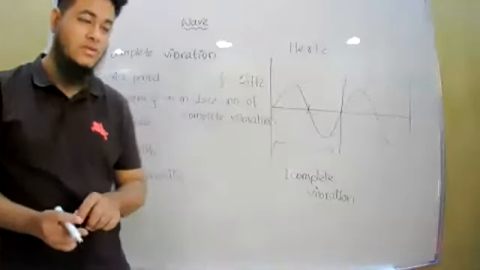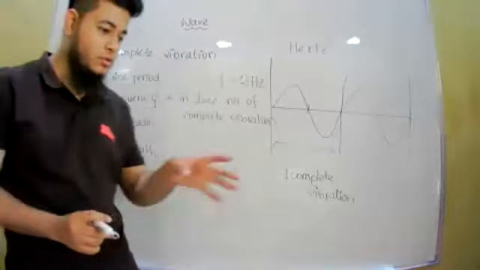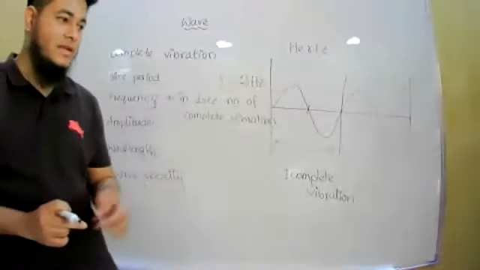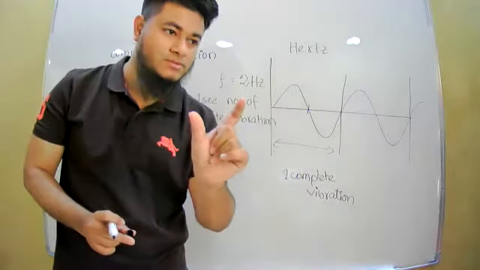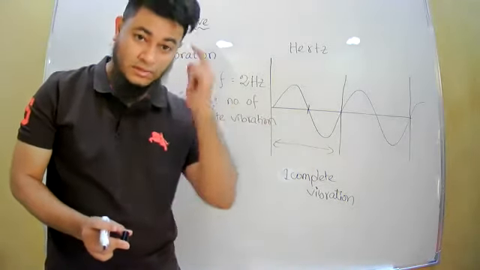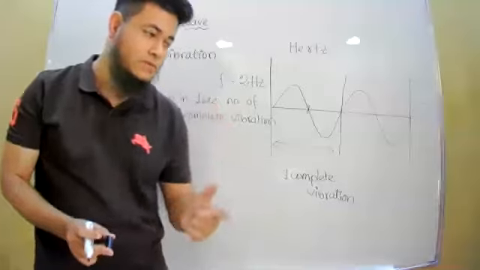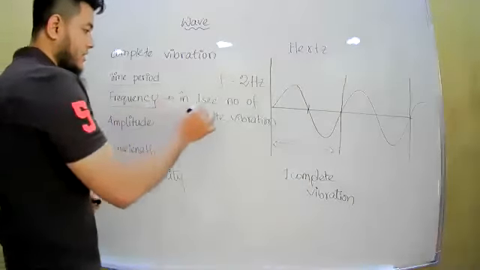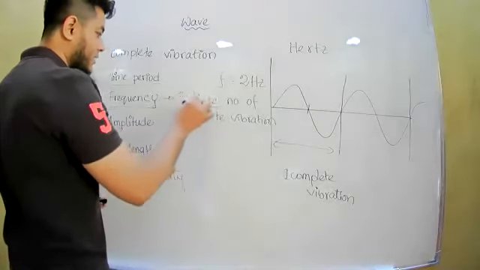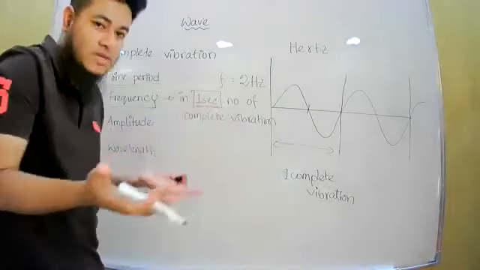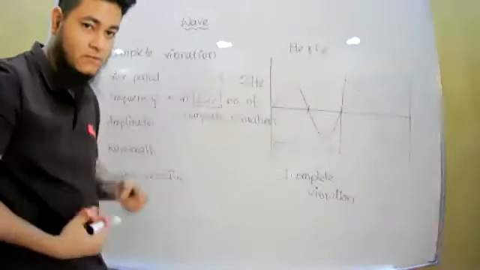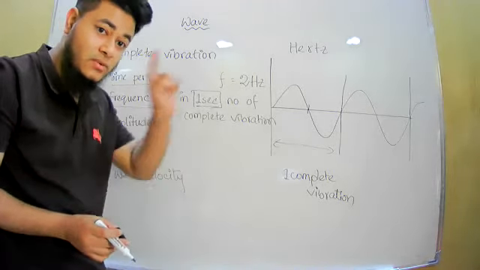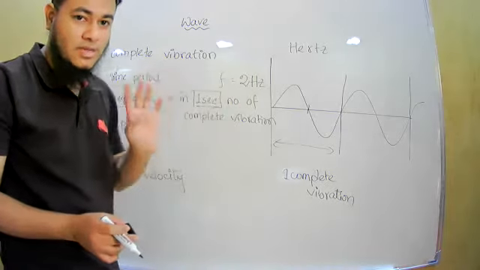Please remember, all these definitions are important because we are going to prove some equations. While proving, I will say that in 1 second, this much vibration has been completed. So this is the frequency. You have to understand that, because these things will not be repeated at that time. So frequency is in 1 second. Always remember, in 1 second, how many vibrations are completed? You need to ask yourself, what is the frequency? You will get the answer when you get the answer of how many vibrations have been completed in 1 second.